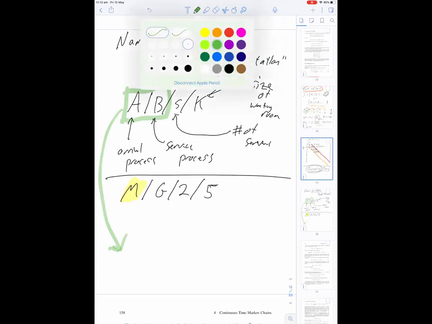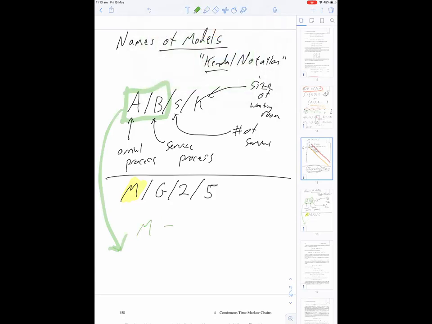Like this, it might have an M, and that's Markovian or memoryless. It might have a G, which is like general. It might have a D, which is deterministic. An M, Markovian, memoryless arrival process actually means that that's a Poisson process.